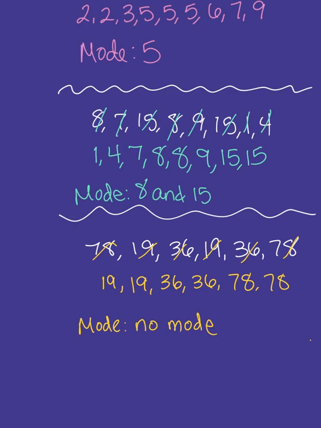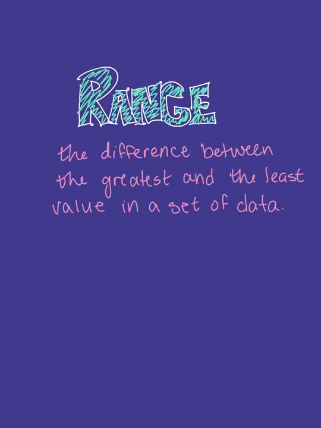All right, let's try our next concept. Range is our next one. A range is the difference between the greatest and the least value in a set of data. Well, what does difference mean? Difference is the answer to a subtraction problem. So what it means is I'm going to take the biggest number in the set of data and the smallest number in the set of data and subtract them. And then voila, I'm done.